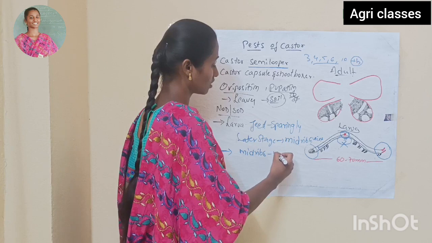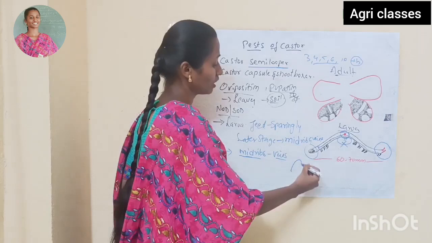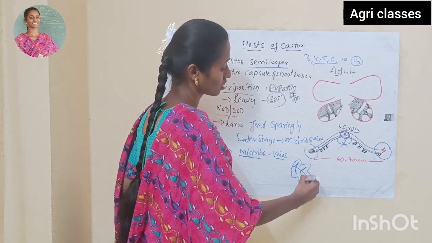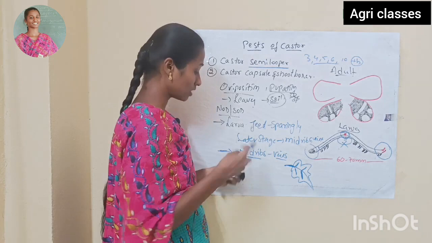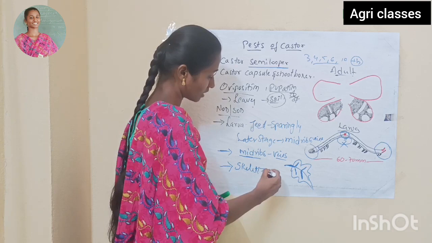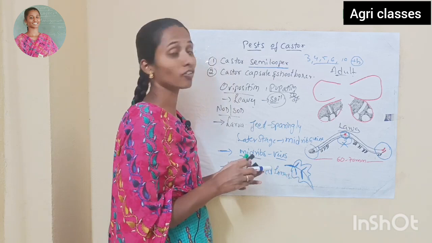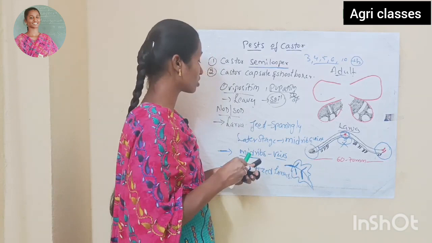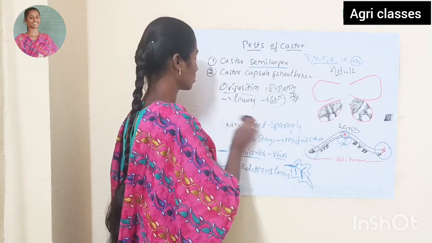There is no chlorophyll content on the leaves; we see only veins. We can also see skeletonized leaves. So this is nature of damage and symptoms of damage. Then how we will manage the castor semilooper.